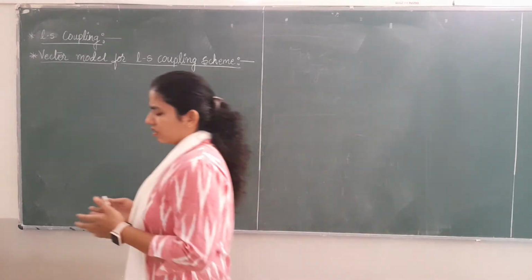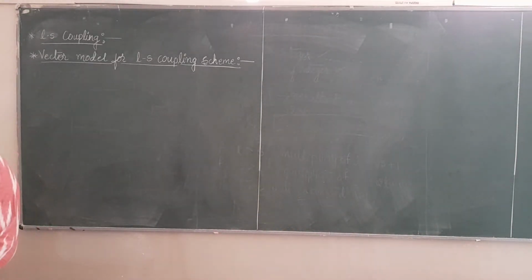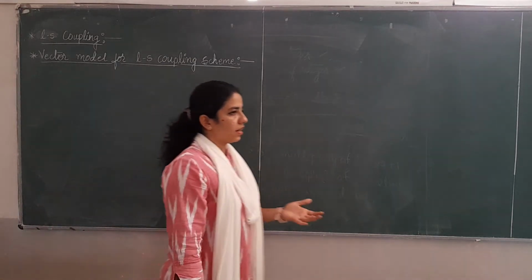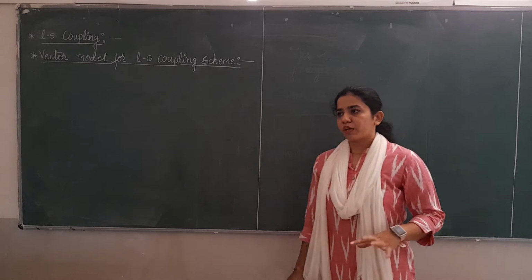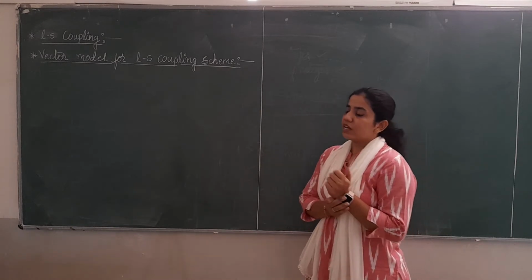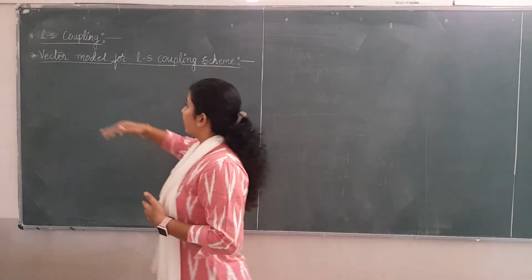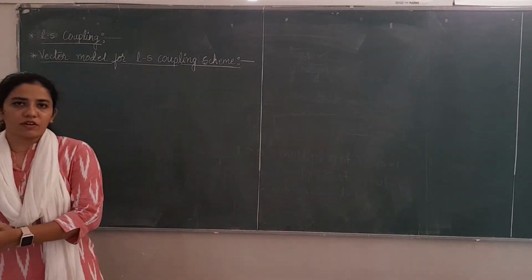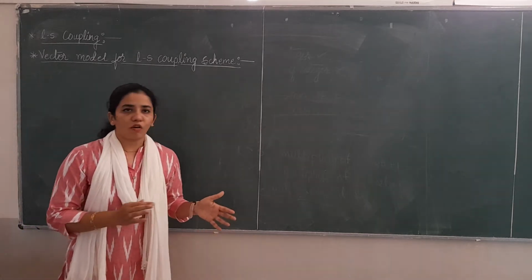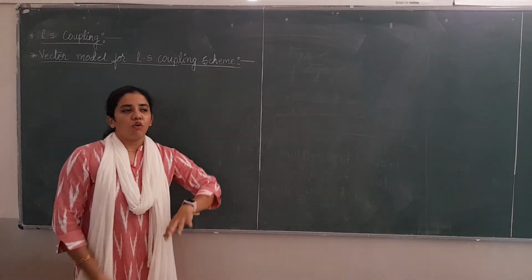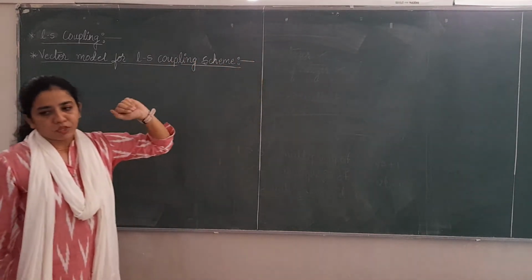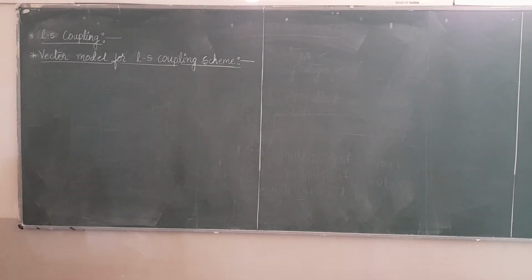Since we have studied the selection rules, that will be clear when we try to solve a few examples or try to understand a few configurations. Before going to the problem part of this LS coupling, we should understand the vector model for the LS coupling scheme. We know that the spin angular momenta and the orbital angular momenta are vectors. So how can we draw a vector model for this LS coupling scheme? For that you should be very precise while drawing the vectors.